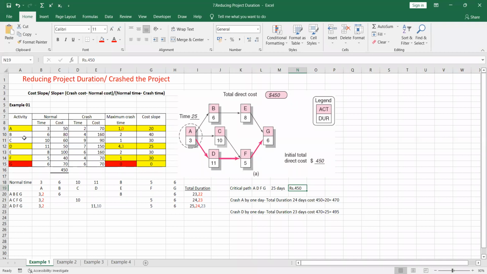Then we have ADF, the other critical path activities. Among those other critical path activities, you can see the maximum crash times are 1, 4 and 1. So the next step is finding the lowest cost slope.